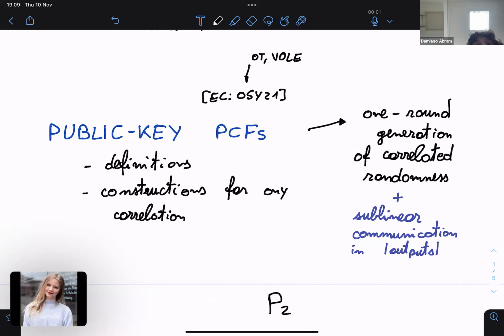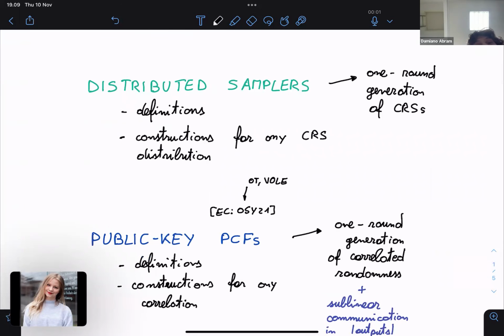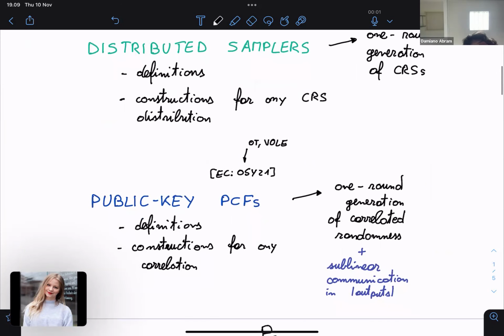In this paper, instead, the one that I'm presenting now, we first formalized the definition of public key PCF, which was still to be done. And then we explain how to construct public key PCFs for any correlation using distributed samplers, so the first primitive I introduced, and obfuscation.